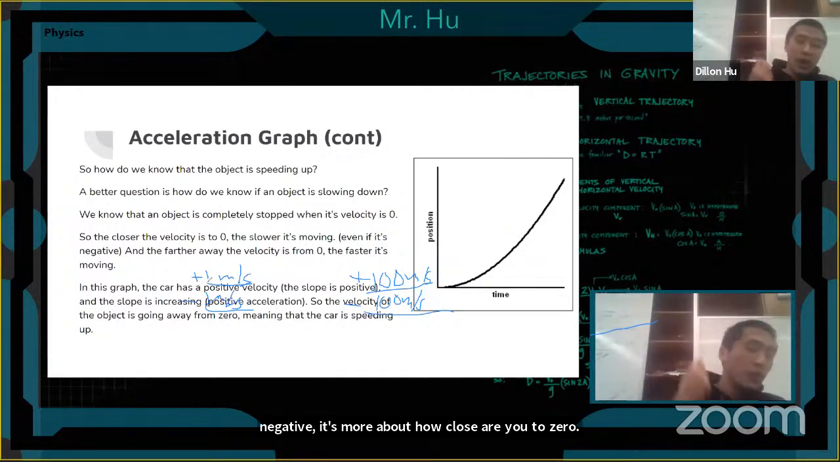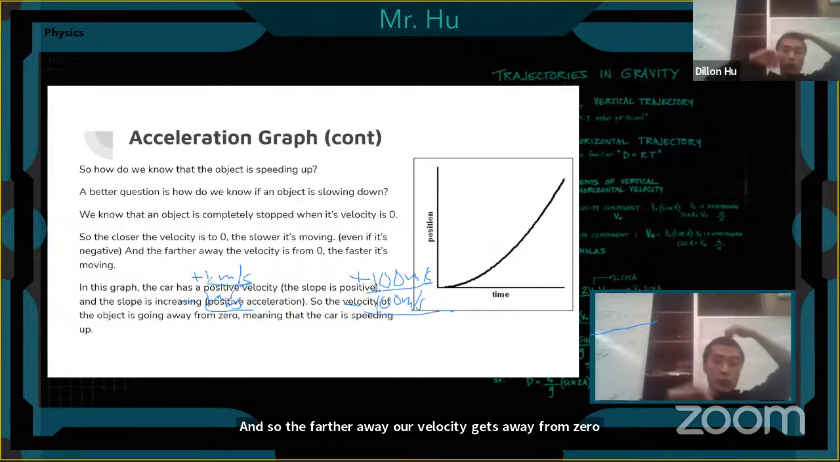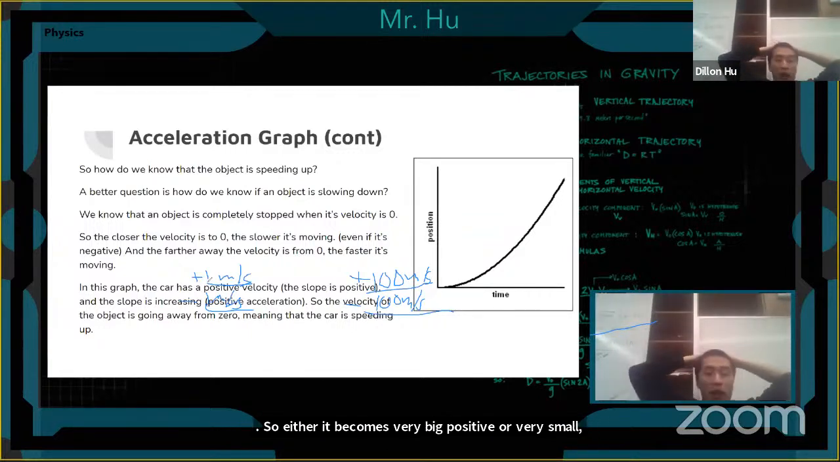And so the farther away our velocity gets from 0, so either it becomes very big positive or very big negative, like positive 100 or negative 100, that means we're going very fast. Or if velocity is very small positive or very small negative, like plus or minus 1, that means our velocity is very slow. It's very close to 0.